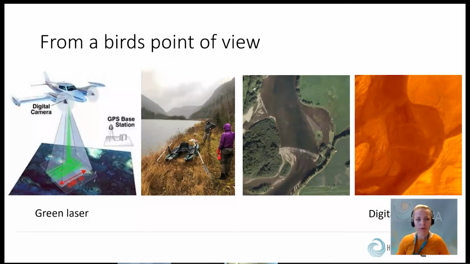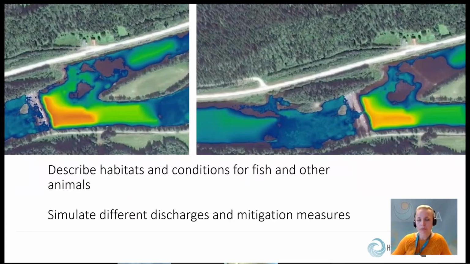First, from a bird's point of view, based on the green laser and all these data points, as Håkon just told you about, a terrain model was established, and based on this terrain model, a hydraulic 2D model was set up for an important part of this river. One way to use it is that it describes important habitats and conditions for fish and other aquatic animals. And you can use this data to simulate different discharges and mitigation measures.